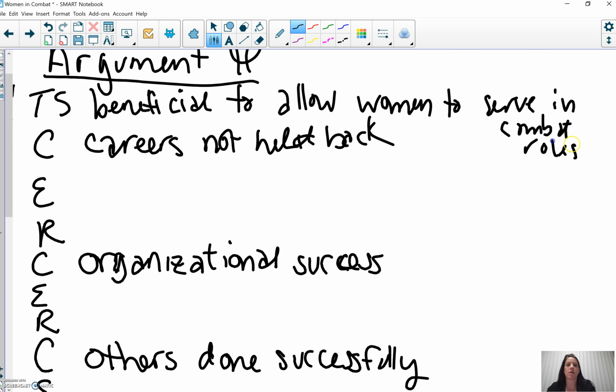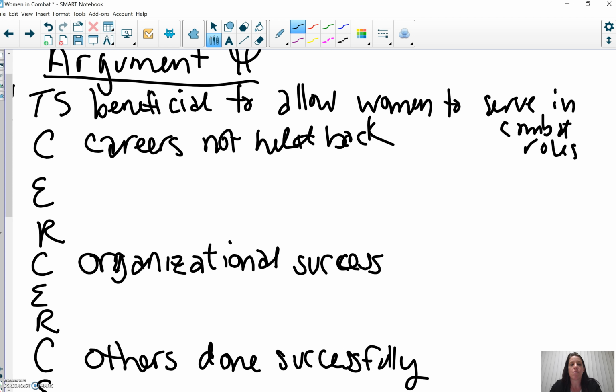That is really messy, guys. Sorry. So it's beneficial or advantageous or some other words similar to that I want to use in my topic sentence so that my reader knows that this is my argument paragraph and that I'm going to make the argument using these 3 reasons why: careers not held back, organizational success, and others have done it successfully to support my argument that this is beneficial.